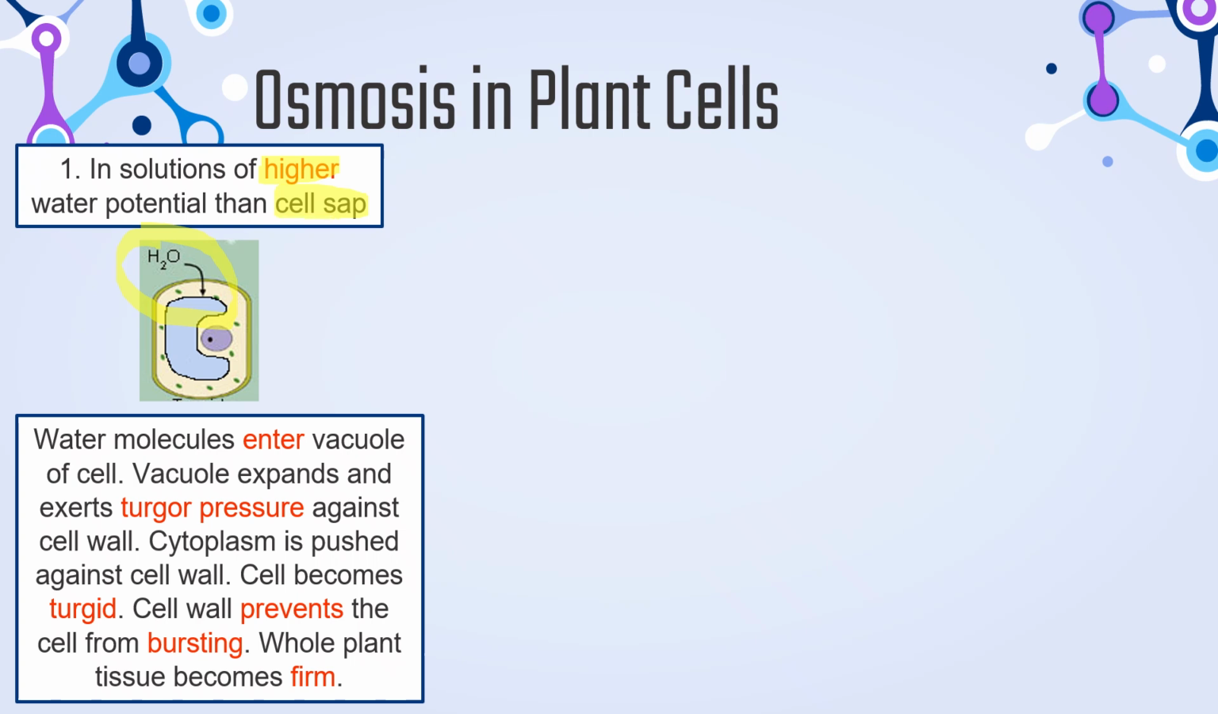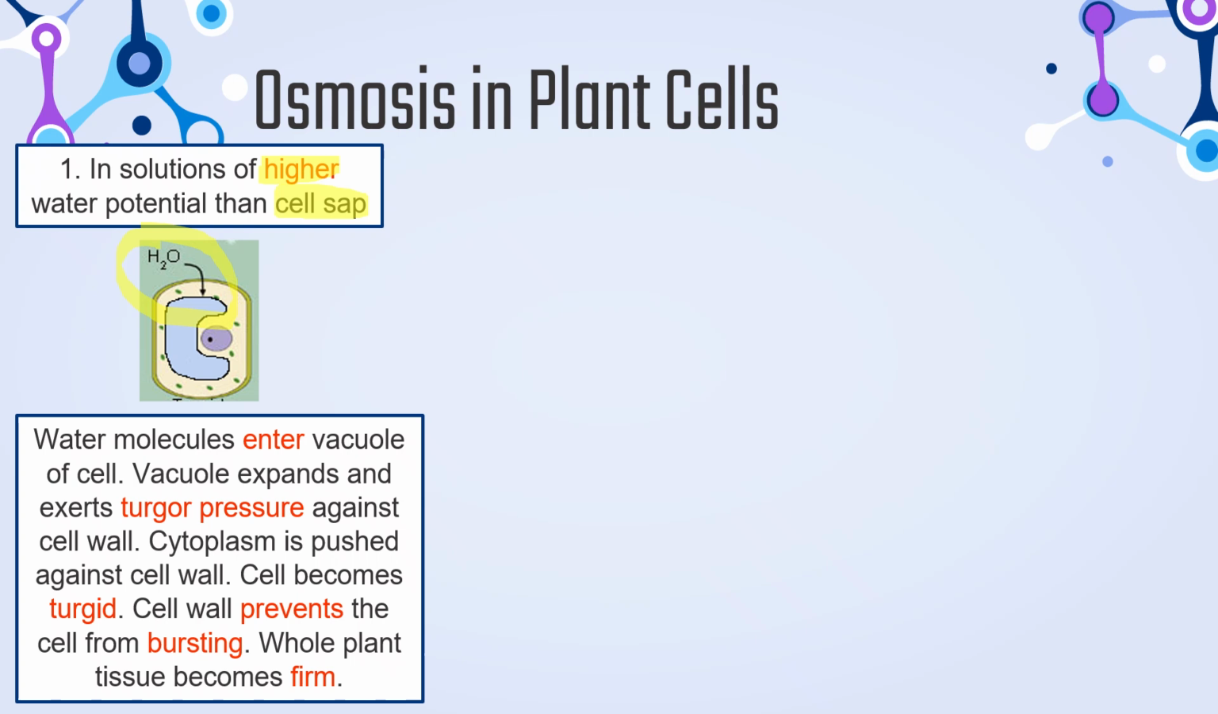For plant cells, we need to describe the word cell sap because the vacuole of a plant cell stores a lot of water. So when we talk about comparing water potential for a plant cell, we have to compare between the environment and the vacuole. So you cannot just write plant cell, you have to write vacuole or cell sap. This is very important because this is a keyword in biology.